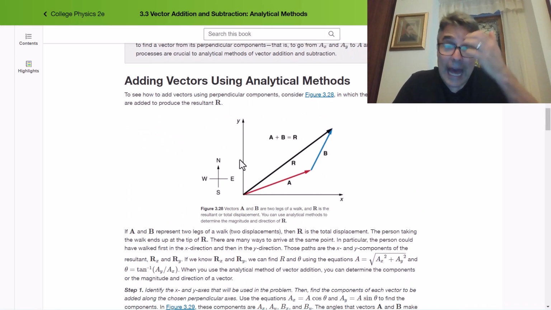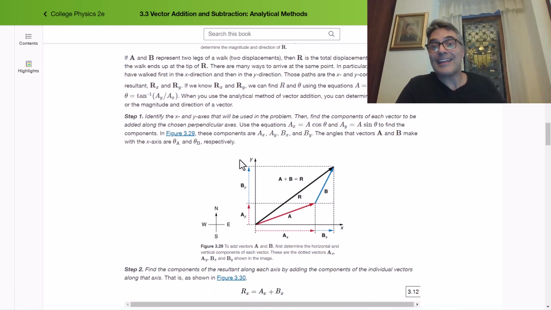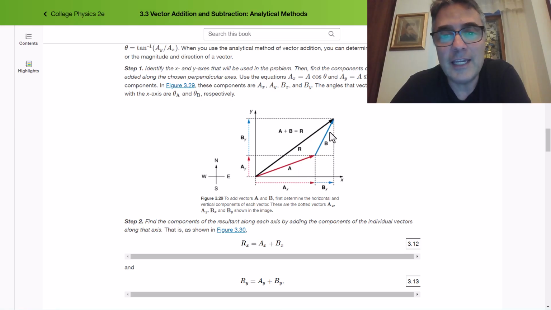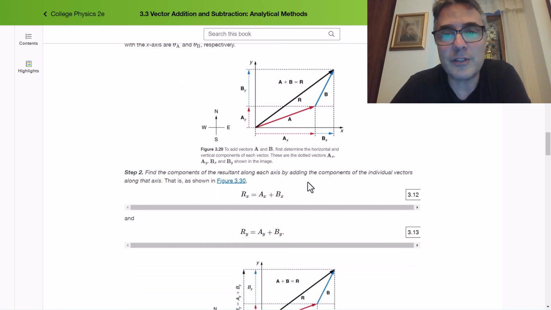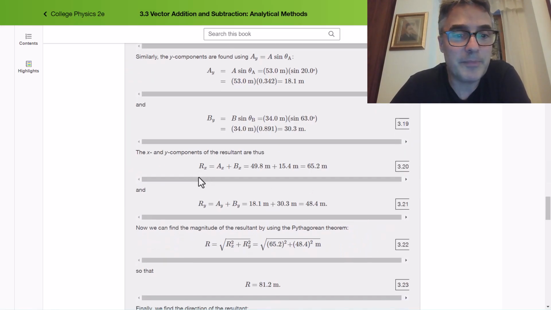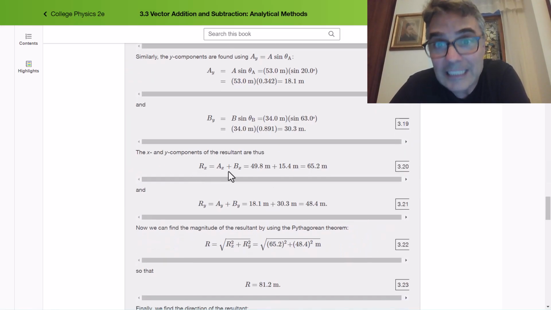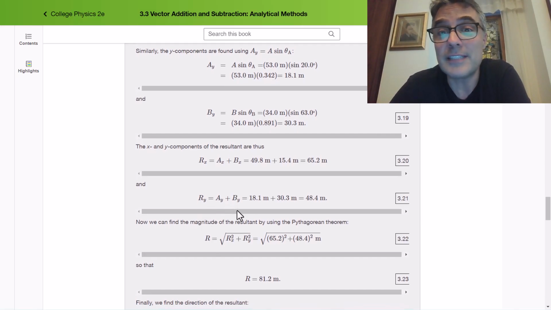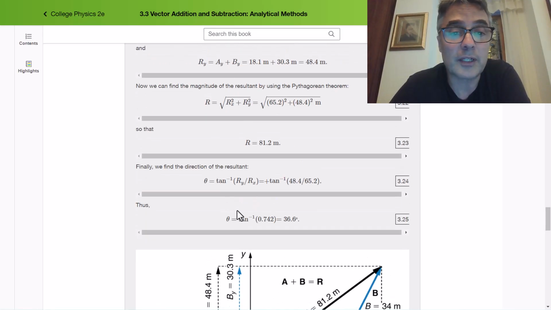Now, if you want to add vectors, you just add the components. And this is the real beauty of the whole method. If you've got A and B and you want to add them, forget about doing all the head to tail. All you do is you say, if R is A plus B, then Rx equals Ax plus Bx, and Ry equals Ay plus By. It's as simple as that. You just add the components and it all works out.